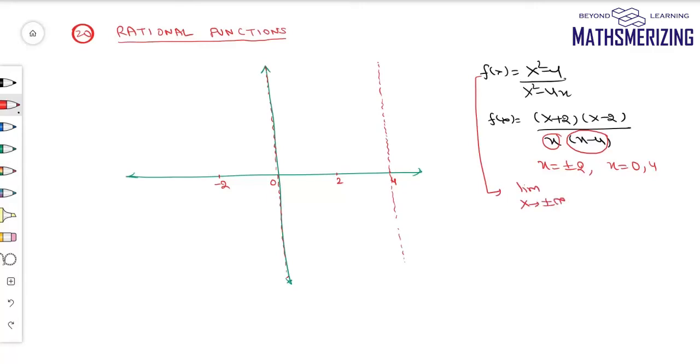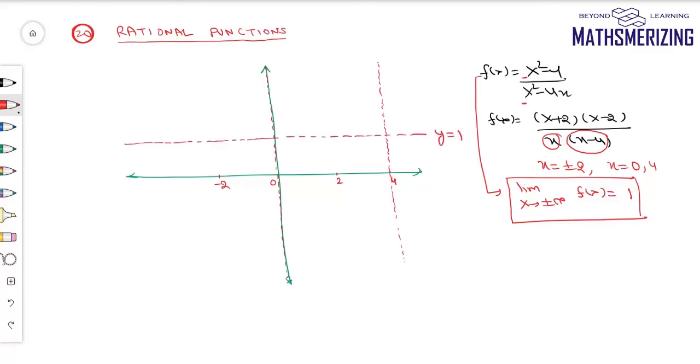Now, if you have studied limits also, if I take the limit as x tends to plus or minus infinity of f(x), I'll get the value of this limit as 1. So this graph will also have a horizontal asymptote, and that will be at y equals 1. So I'll draw a horizontal line at y equals 1.